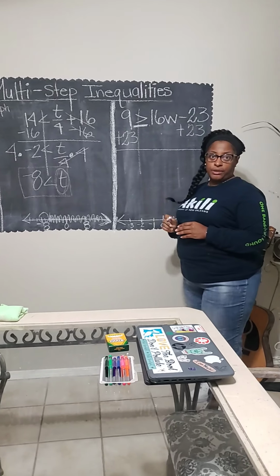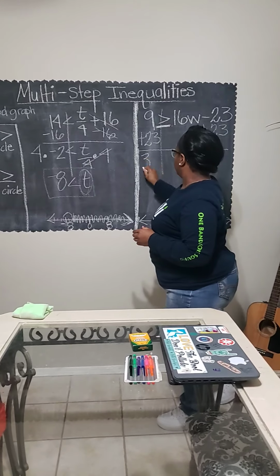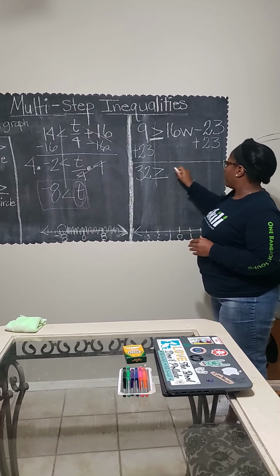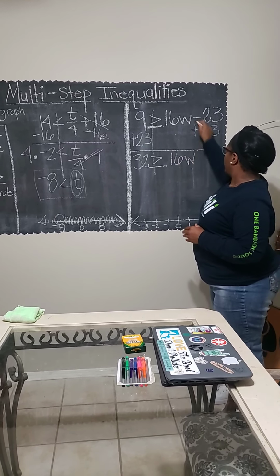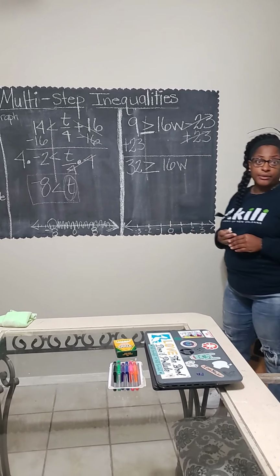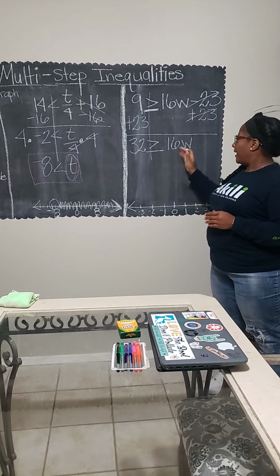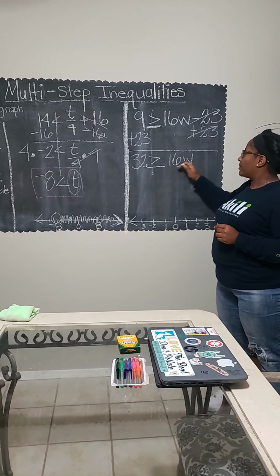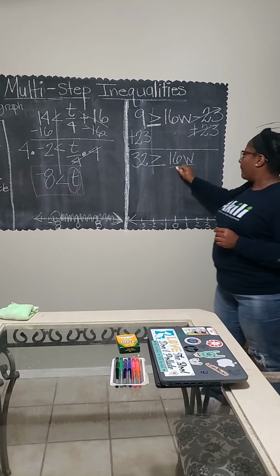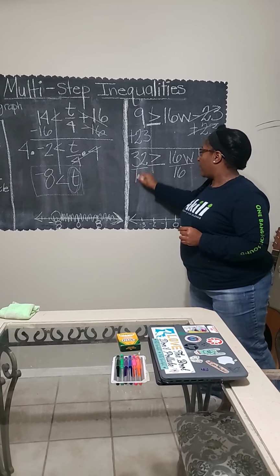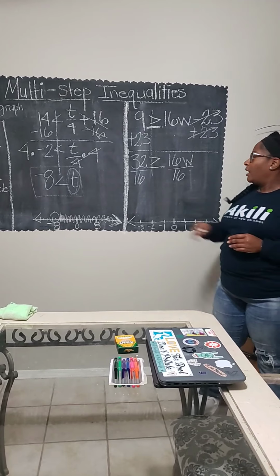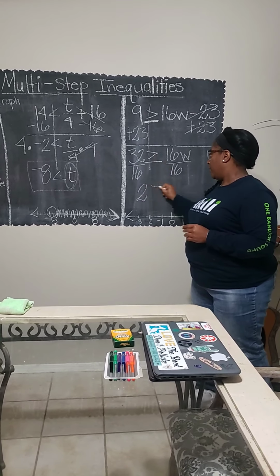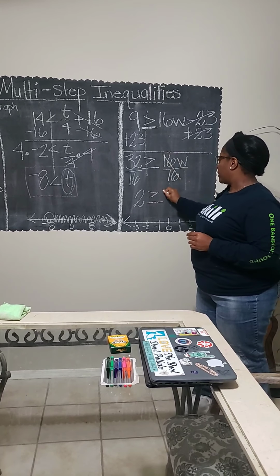9 plus 23 is 32. Bring down my greater than or equal to sign. Bring down 16w and cross out the inverse. Lastly, I have 16w. This is saying multiply. So the inverse of multiplying is to divide. I'm going to divide both sides of the inequality by 16. 32 divided by 16 is 2. Greater than or equal to, cross out the inverse, w.